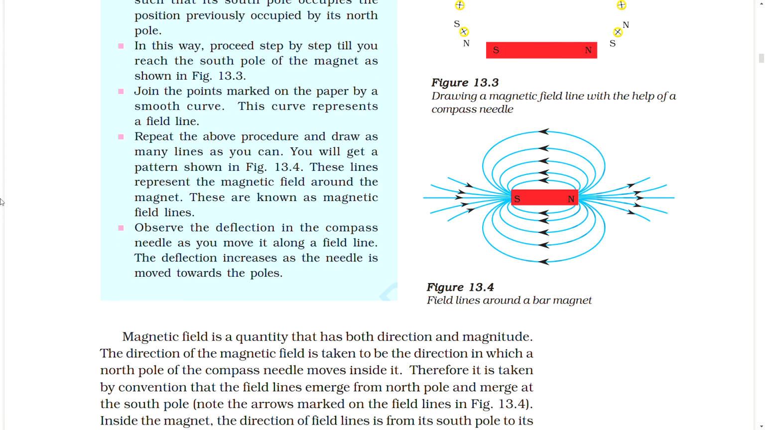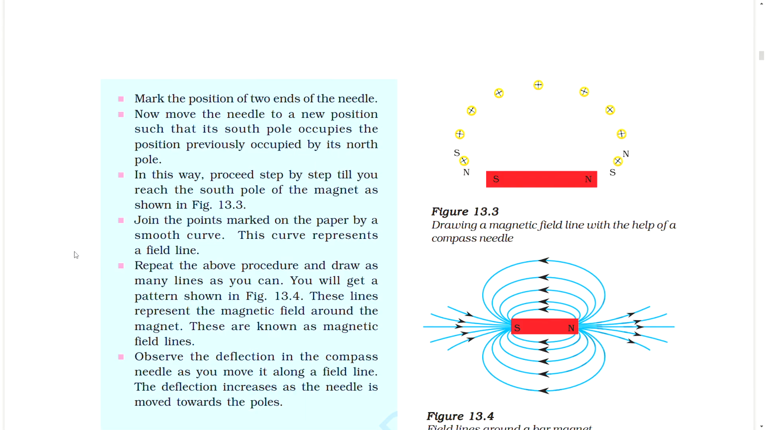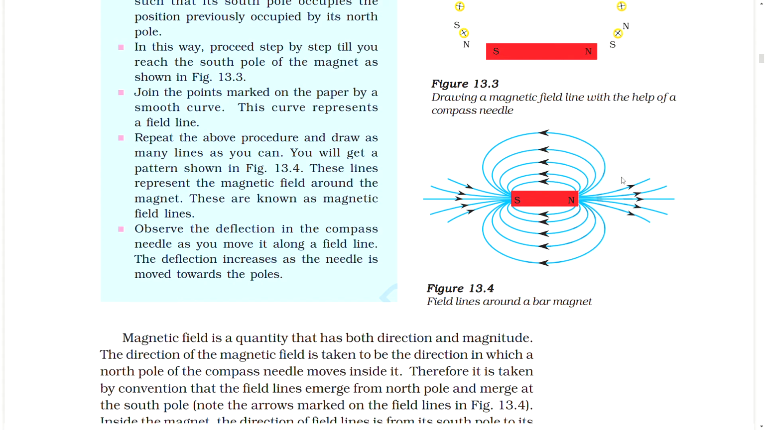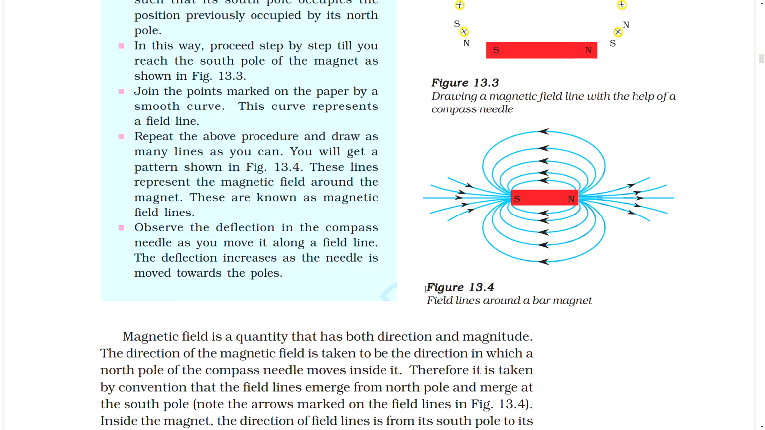Observe the deflection in the compass needle as you move it along a field line. The deflection increases as the needle is moved towards the poles. Figure. Drawing a magnetic field line with the help of a compass needle. Figure. Field lines around a bar magnet. South, north.